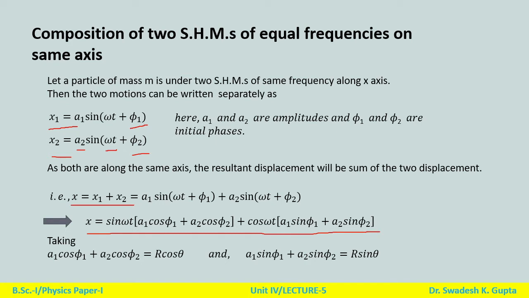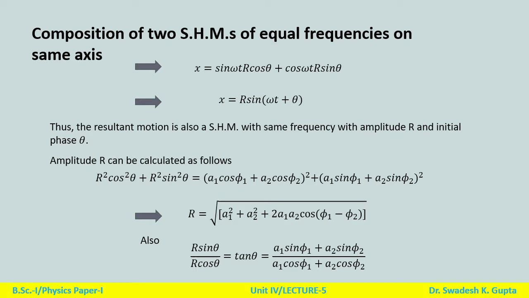Now taking a1 cos phi 1 plus a2 cos phi 2 as R cos theta, and a1 sin phi 1 plus a2 sin phi 2 as R sin theta, we can write it as given here: x is equal to sin omega t R cos theta plus cos omega t R sin theta, and then we can put it like this: R sin(omega t plus theta). So the resultant motion here is of the same frequency omega, as you can see here. The amplitude this time is capital R and the initial phase is theta.